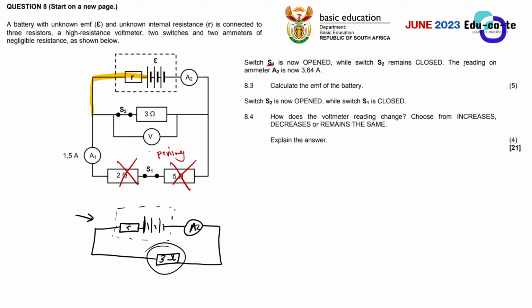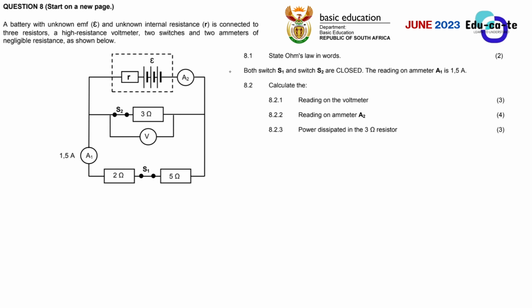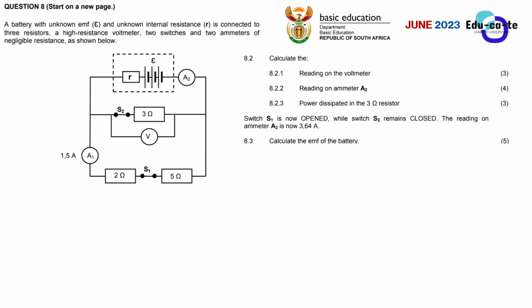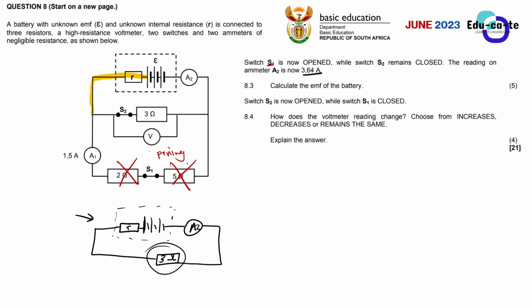And now they say the reading on ammeter A2 is now 3.64 amperes. So it has changed. Remember, we measured the reading on ammeter A2, which was the total current. We found that it was 5 amperes at first, in the first scenario when S1 was closed. But now that we've opened switch S1, the total current has changed. Obviously, it has to change because we have removed 2 resistors essentially. So the total current through ammeter A2 is now 3.64 amperes.